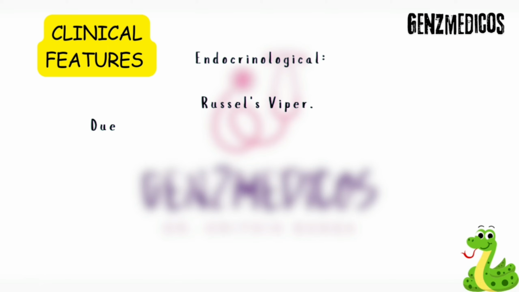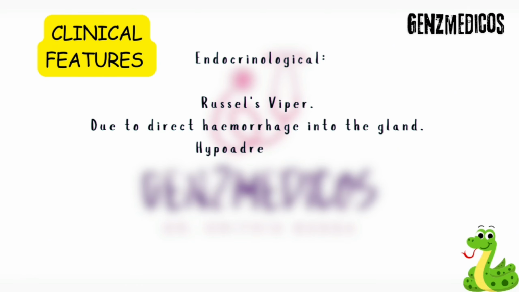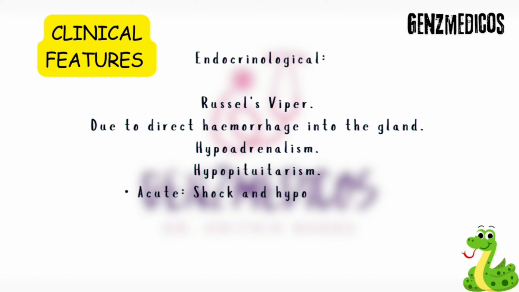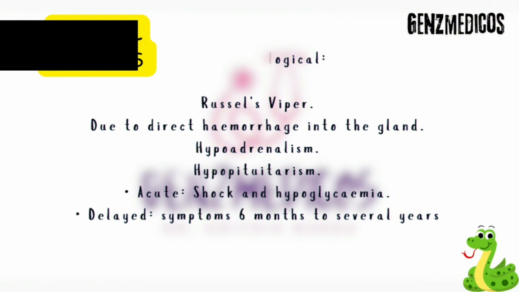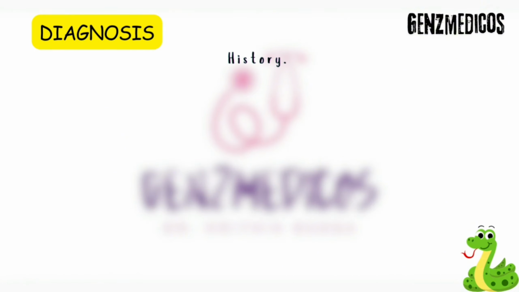endocrinological. What will it cause in endocrinological? It will lead to direct hemorrhage into the gland, and because of that you will see symptoms of hypoadrenalism, hypopituitarism, even acute shock and hypoglycemia. In Russell you can also see delayed symptoms, between 6 months to several years. The patient was bitten by the snake 6 months prior or 1 year prior.